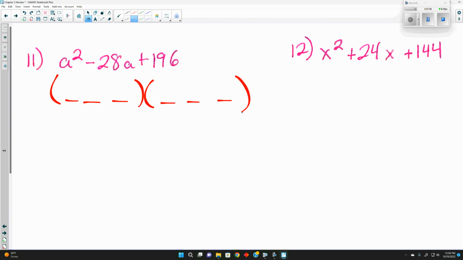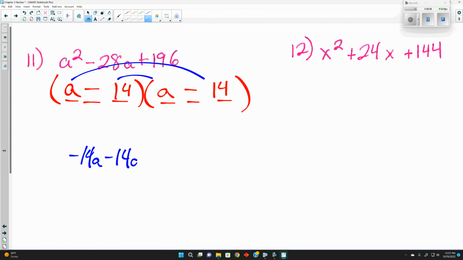So there is no greatest common factor. Because the third term is positive, the signs are the same and they match the sign of the middle term. Now the factors of a squared are a and a. In the other video, I do go through listing every single possible factor of 196. But the one we want is 14 and 14. And if we check this, a times negative 14 is negative 14a. Negative 14 times a is negative 14a. That gives negative 28a, which is what we wanted, yes?